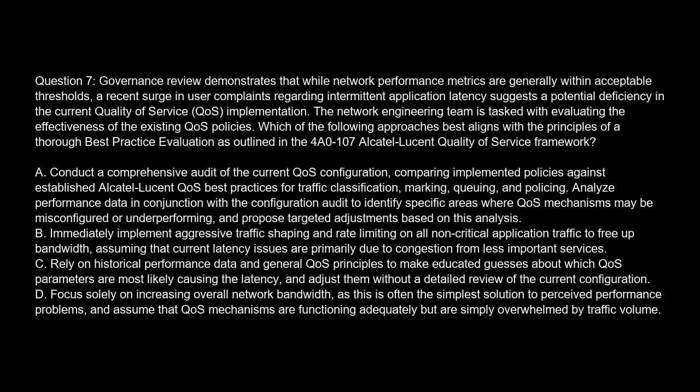Option C. Rely on historical performance data and general QoS principles to make educated guesses about which QoS parameters are most likely causing the latency, and adjust them without a detailed review of the current configuration. Option D. Focus solely on increasing overall network bandwidth, as this is often the simplest solution to perceived performance problems, and assume that QoS mechanisms are functioning adequately but are simply overwhelmed by traffic volume.